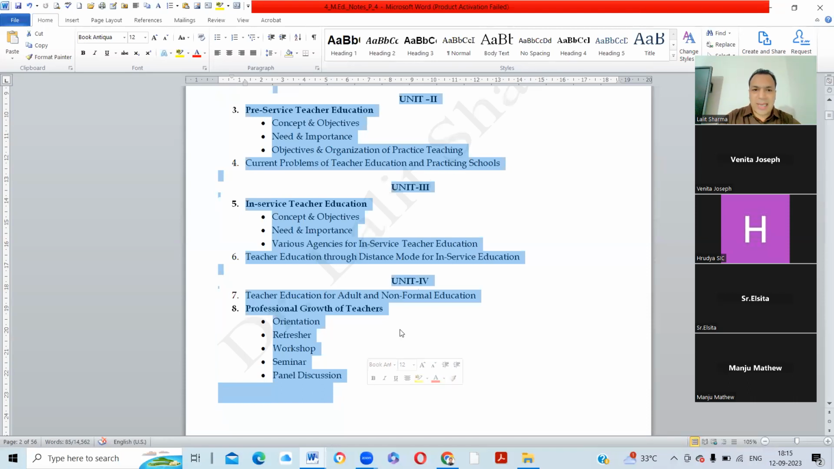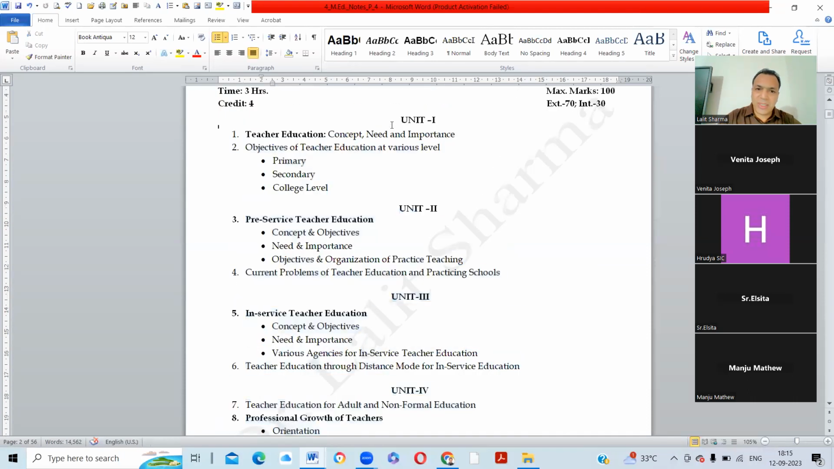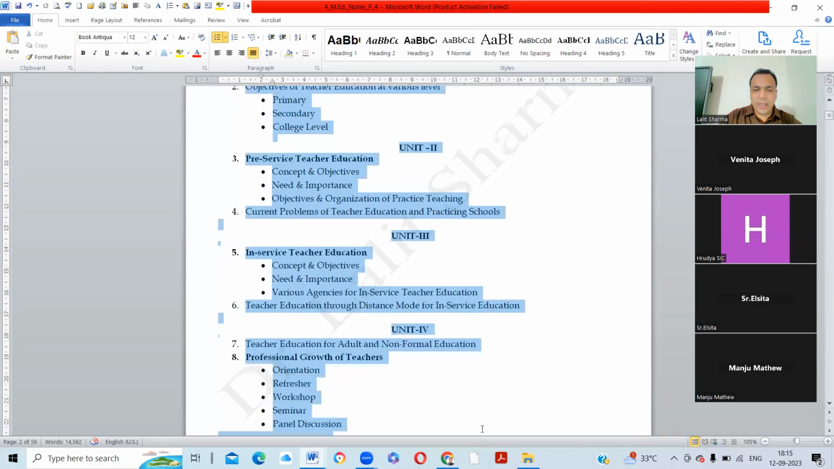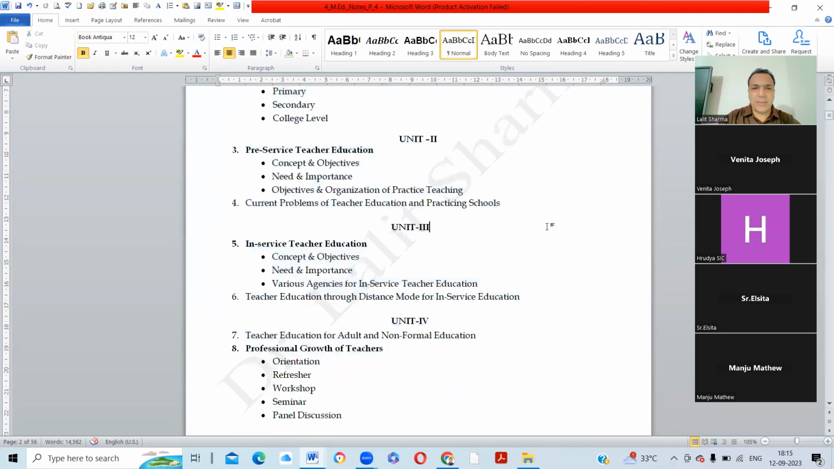The good practice is that, first of all, see the syllabus. You should know orally about the syllabus. Unit 1 is talking about teacher education, unit 2 is talking about pre-service teacher education, third is talking about in-service teacher education, and fourth is talking about professional growth of teacher. बस यही है इस paper में, under this paper teacher education, right?